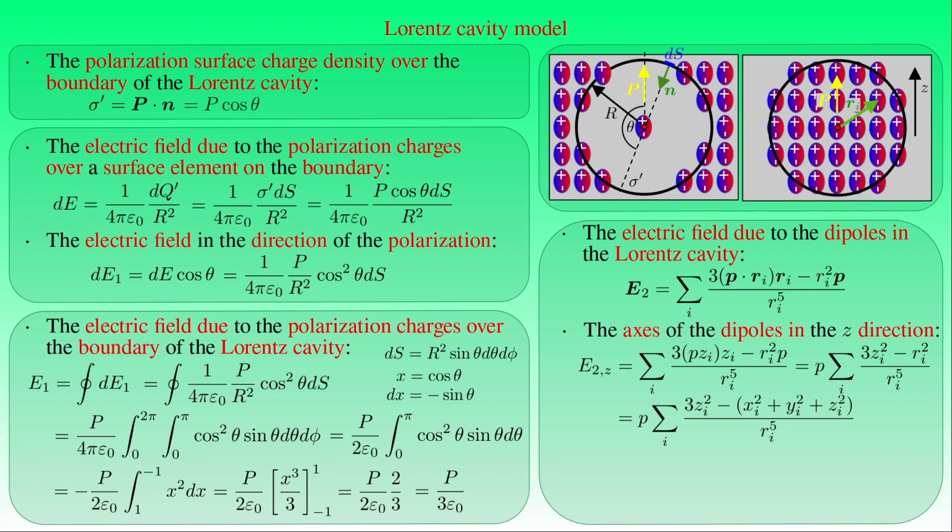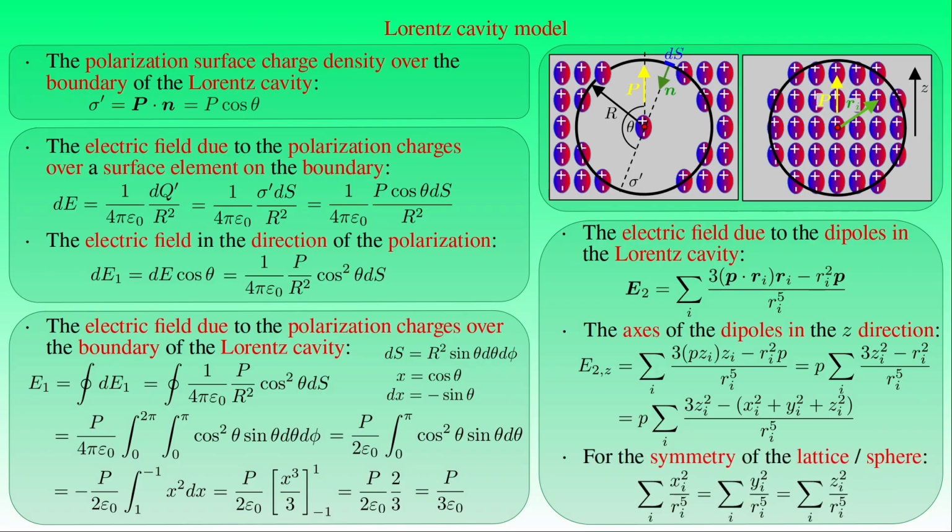If we consider the symmetry of the cubic lattice structure of the dipoles and the symmetric arrangement of the Lorentz sphere, then the directions along the Cartesian axes are equivalent, and the sums of the squares of the x, y, and z coordinates over the length of the position vector Ri to the 5th power are equal to each other for the complete sum of the molecules within the sphere. As a result, xi squared and yi squared can be replaced by zi squared in the fraction, and the total sum gives 0, stating that the contribution of the polarized molecules within the Lorentz cavity to the local electric field at the center vanishes in a medium where the molecules are arranged in a cubic crystal lattice. It can be shown that this field also vanishes in isotropic materials and in any media with a random distribution of molecules.